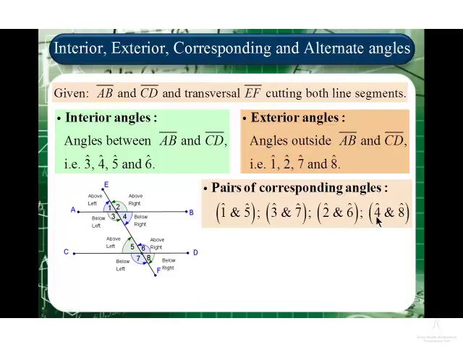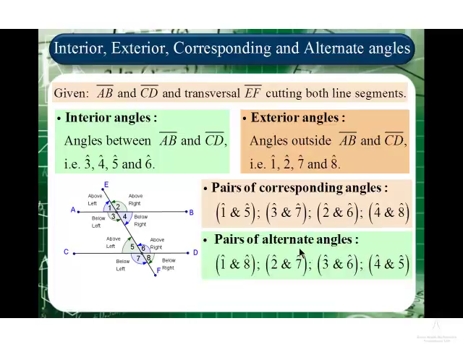And also the angles 4 and 8. 4 and 8, both below and to the right of the line segments AB, CD, and of course with respect to this transversal line segment EF. That then defines for us the positioning of pairs of corresponding angles. Similarly, we can define pairs of alternate angles.